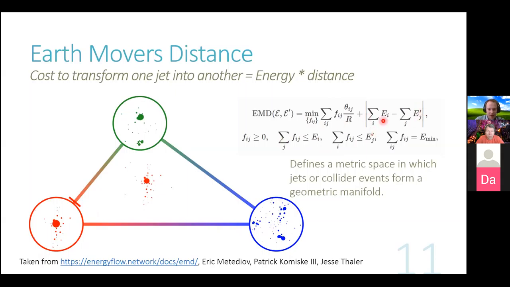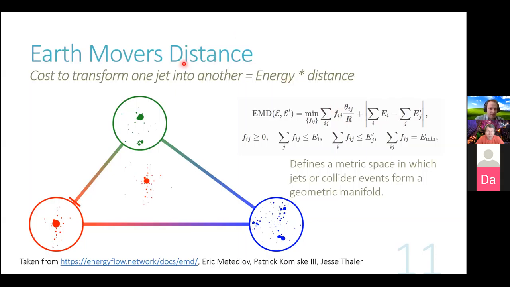So this term here I'm going to ignore for my purposes. This accounts for the fact that if two jets have different energies, how do you account for that? Everything I'm going to do, I'm only going to compare jets of the same energy, just for simplicity. So I'm going to focus on this term, which is the interesting one. The idea is that this distance measure is defined as the cost of transforming one jet into another jet, where the cost is defined as the energy of the particle being moved times the distance it has to be moved.